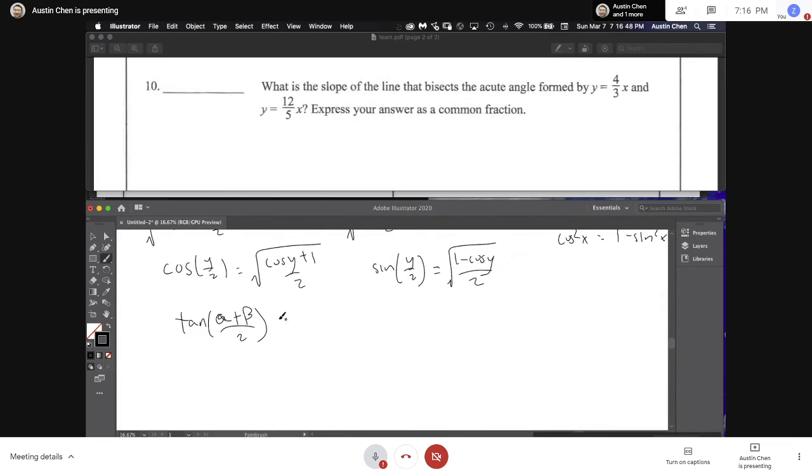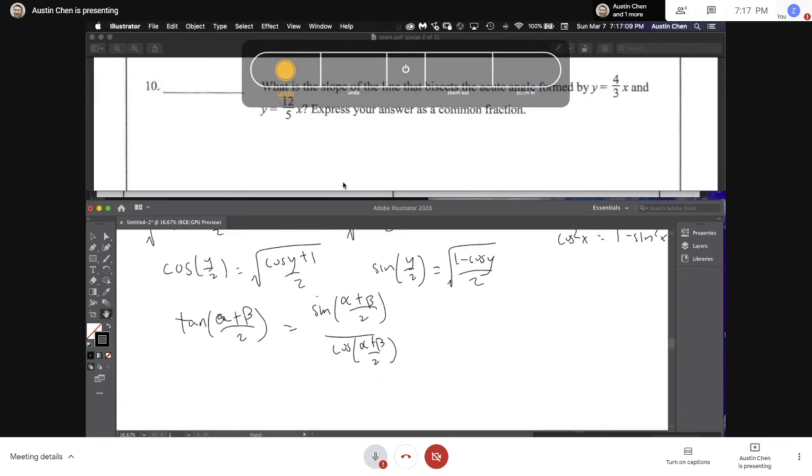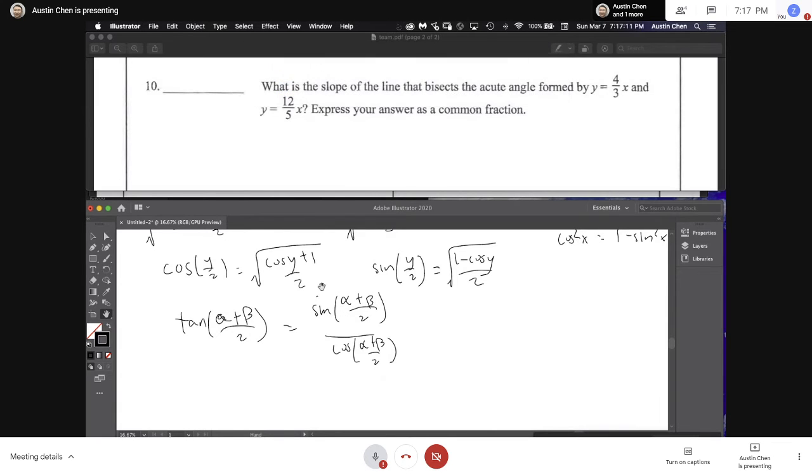And we can say that this is sine of (alpha plus beta)/2 over cosine of (alpha plus beta)/2, right? This is just like the definition of tangent. And now that we derived the half angle identities, we can apply them here. This is good because we're changing our (alpha plus beta)/2 into alpha plus beta, and that is closer to what we want, which is just the trigs of alpha and just beta.